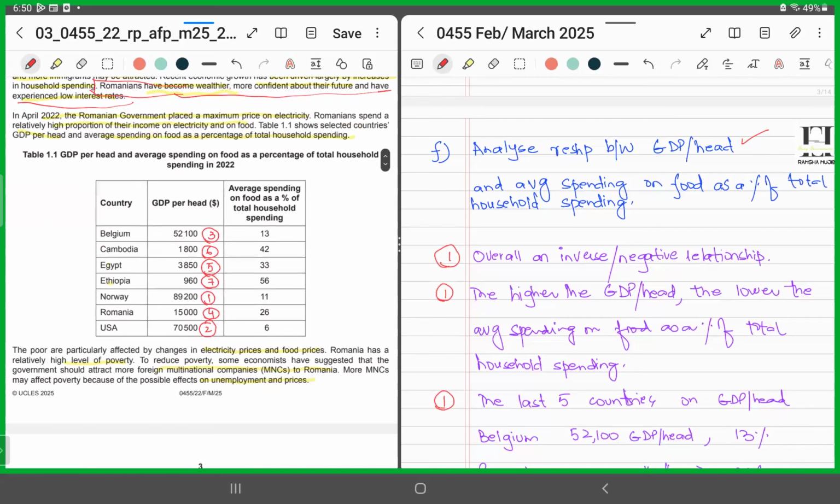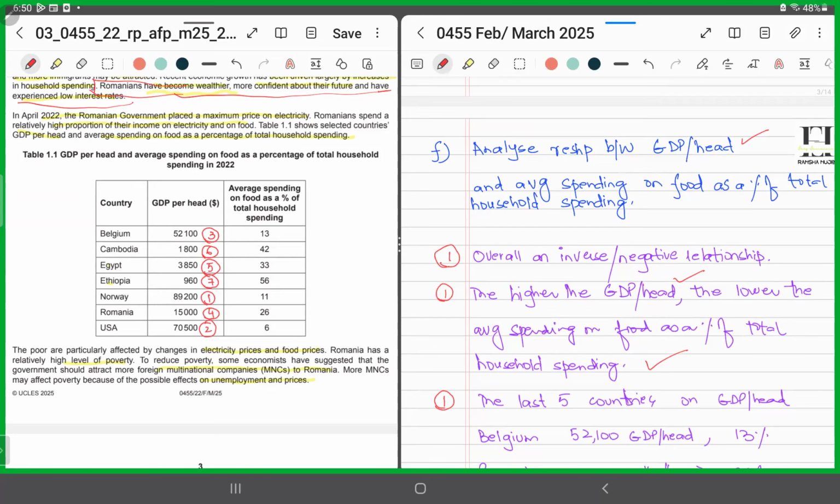Now, first, you will mention the type of the relationship. You will say that overall, there is a negative relationship or an inverse relationship between the GDP per head and the average spending on food as a percentage of total household spending. Now, what does this mean? That the higher the GDP per head, the lower the average spending on food as a percentage of total household spending.